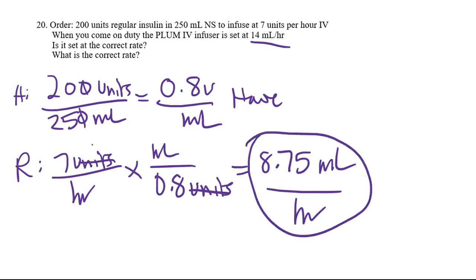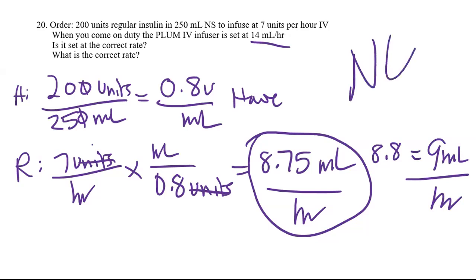Okay, or it could be 8.8, or it could be 9 mLs per hour. Any of these. It's running at 14. Okay, it's running at 14. It should be 9. So the answer is no, not safe, because that's what's running. This is what the order is for. And actually, the question is, is it the correct rate? And what is the correct rate? The correct rate is 9 milliliters per hour. Okay, that's the correct rate.